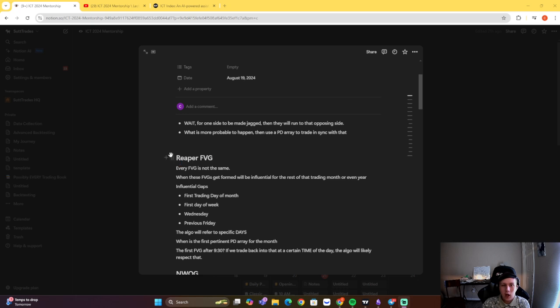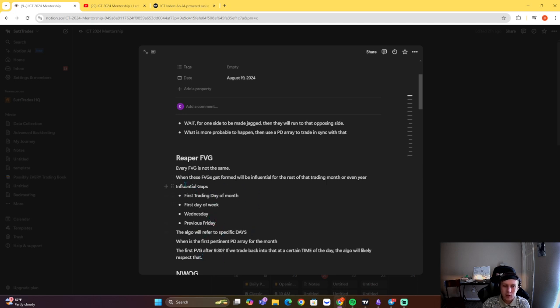That's all it is. ICT went over the Reaper fair value gap in here. I'm not gonna go into too much of this because ICT hasn't shared too much about the Reaper, but pretty much it's a narrative fair value gap is what he's kind of saying.